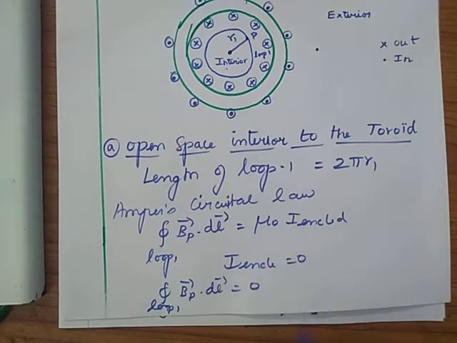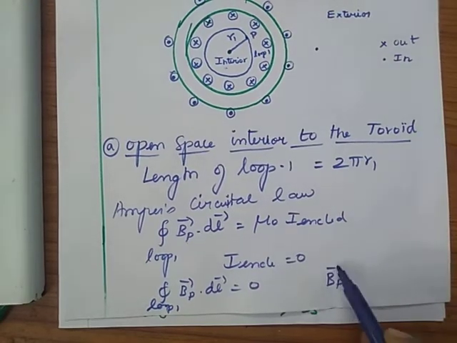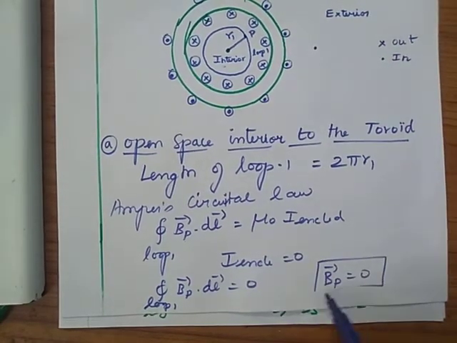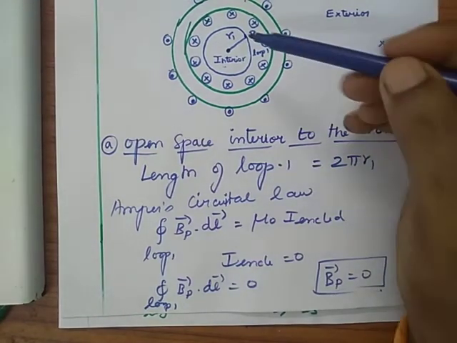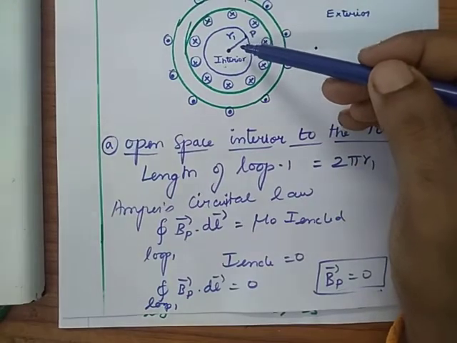We can write B_P vector is equal to 0, so there is no magnetic field because the Ampere loop does not enclose any current.